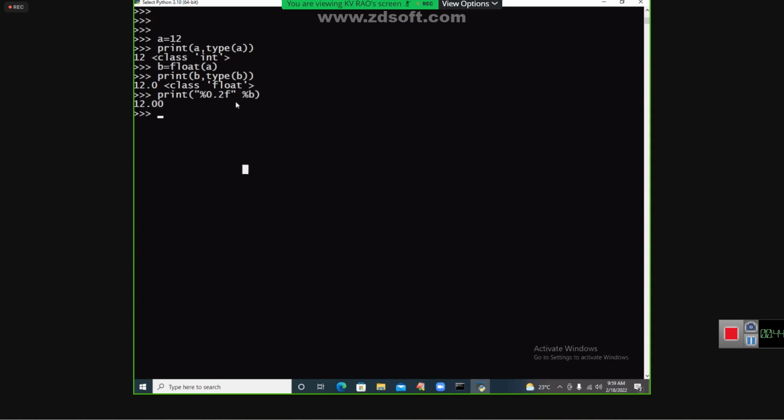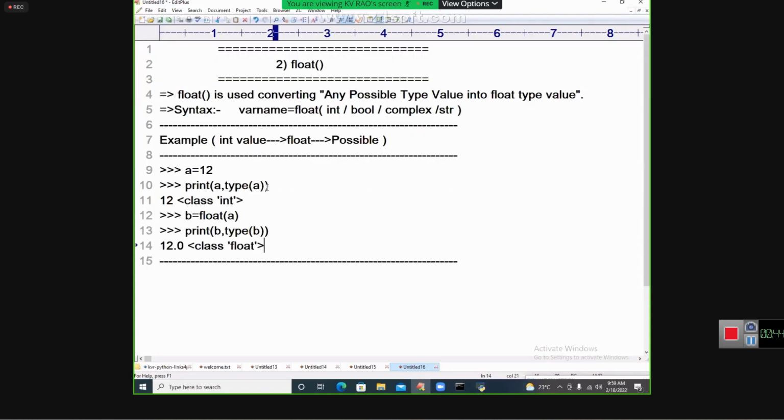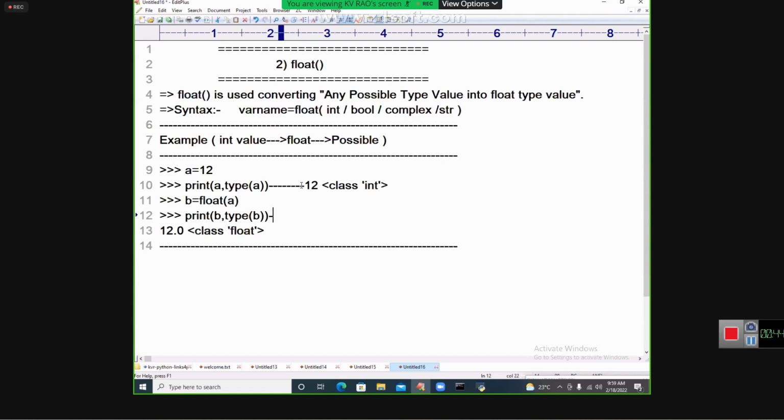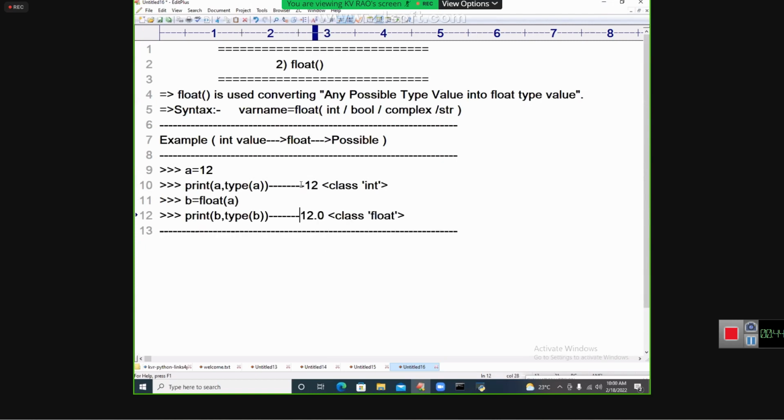Don't worry about this, I will explain it to you. Come on to the point. Yes, print of this one, and float of this one, got the answer.